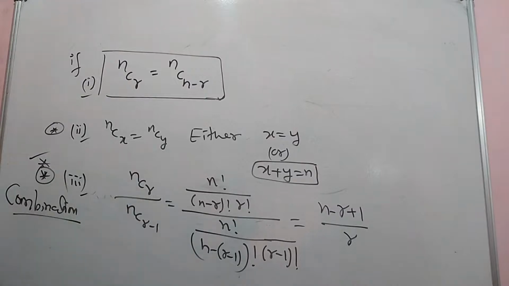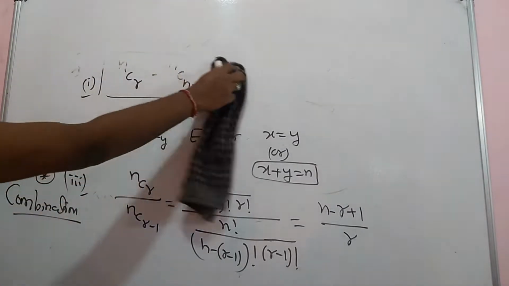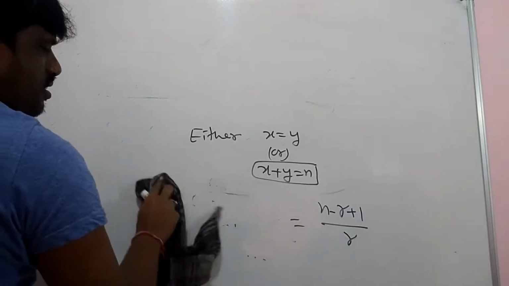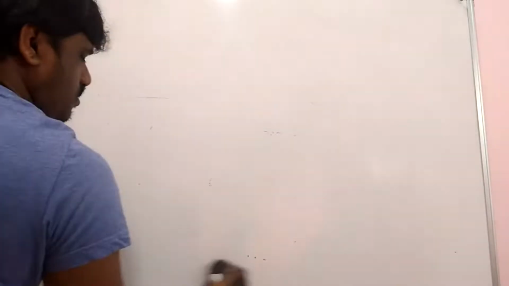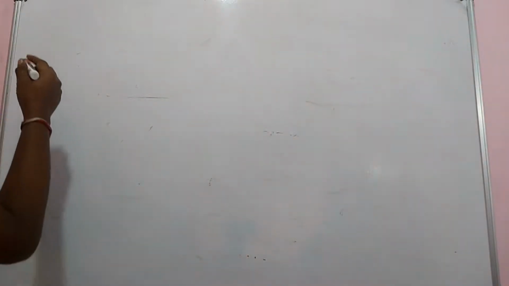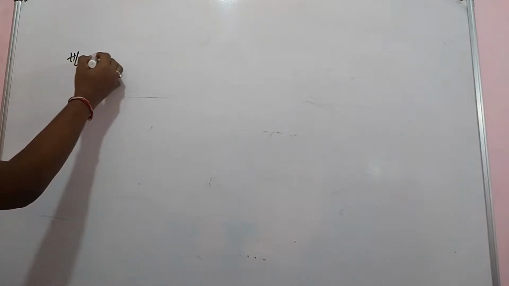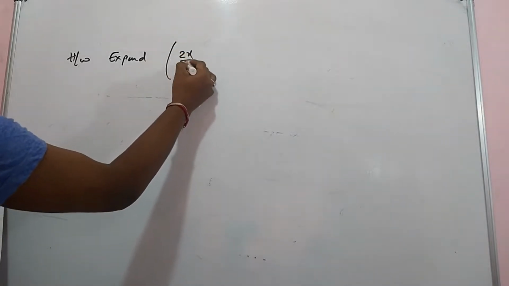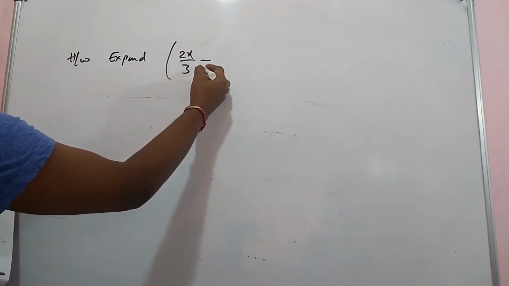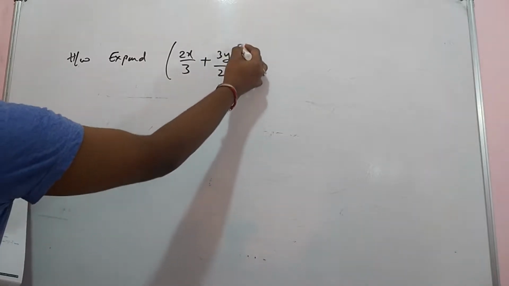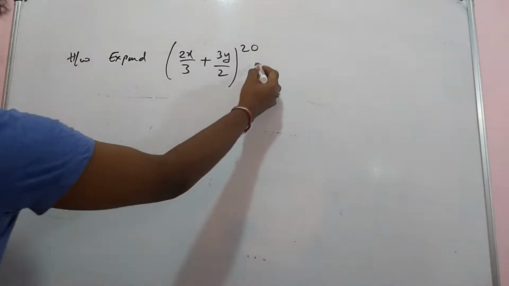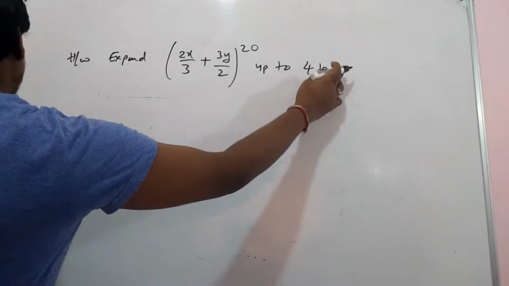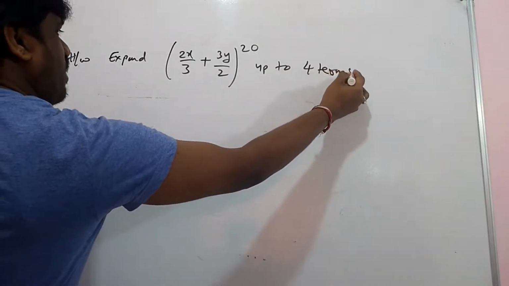So now I can give you some homework questions, and then we will start some JEE level. Some homework questions I am giving you. Expand (2x by 3 plus 3y by 2) whole power 20 up to 4 terms. Up to 4 terms you have to expand this. It's a homework question.